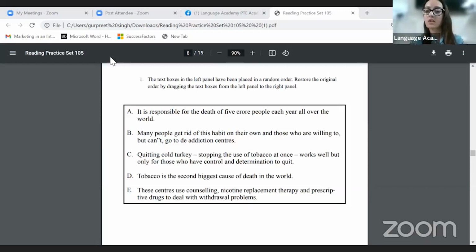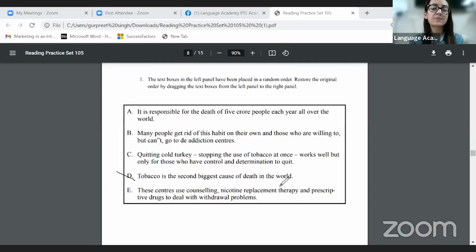Okay, a good start. Good question to start because I haven't got many good answers. So the basic rule, the most general sentence comes first. The first sentence is D, which all of you have got correct. Tobacco is the second biggest cause of death in the world.